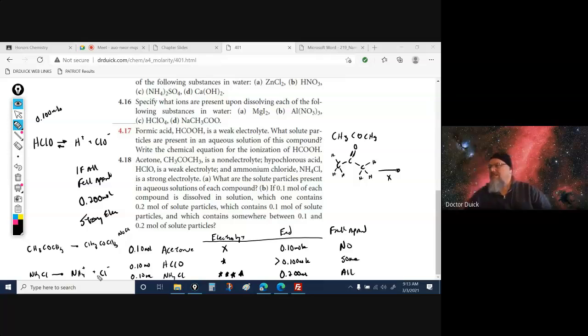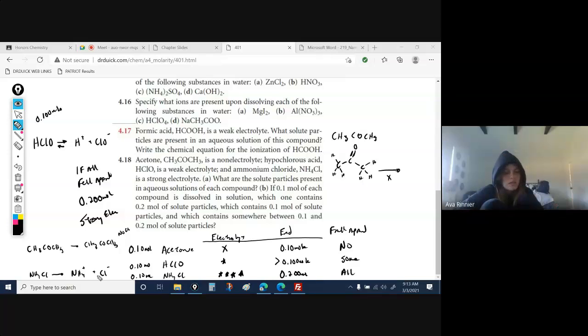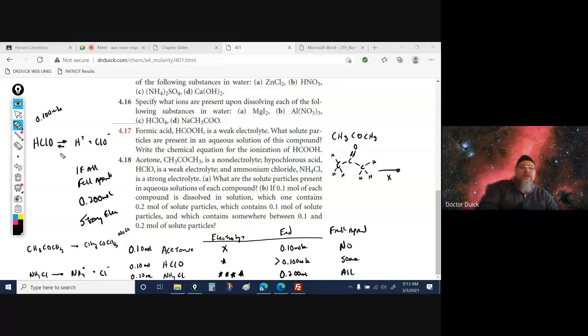Does that make sense? Ish, maybe. I don't know. In the chemical equation, how is NH4Cl different from HClO? Because they both do the same thing. They both split apart into 2 separate pieces. The only thing that makes it different is this right here. This means it goes back and forth. This means it all falls apart. Does that make sense? Yeah.